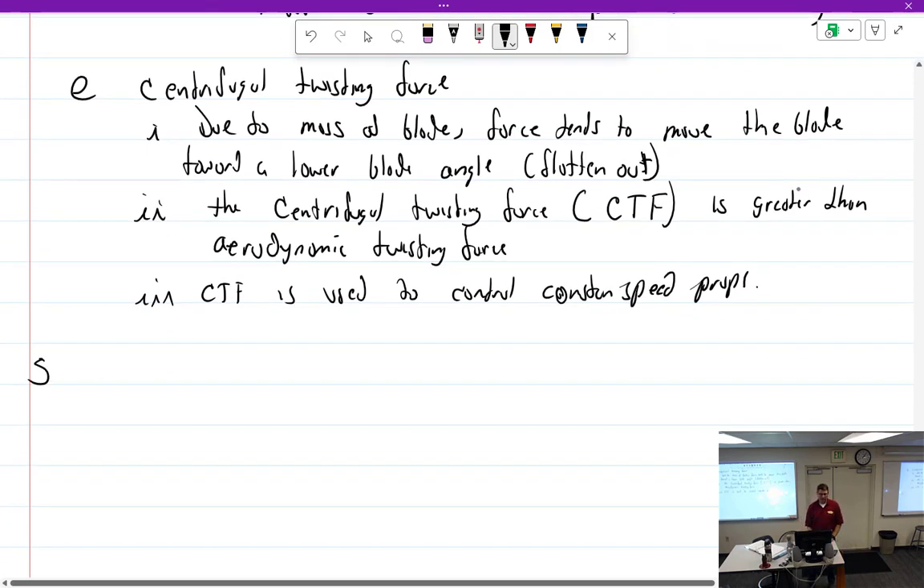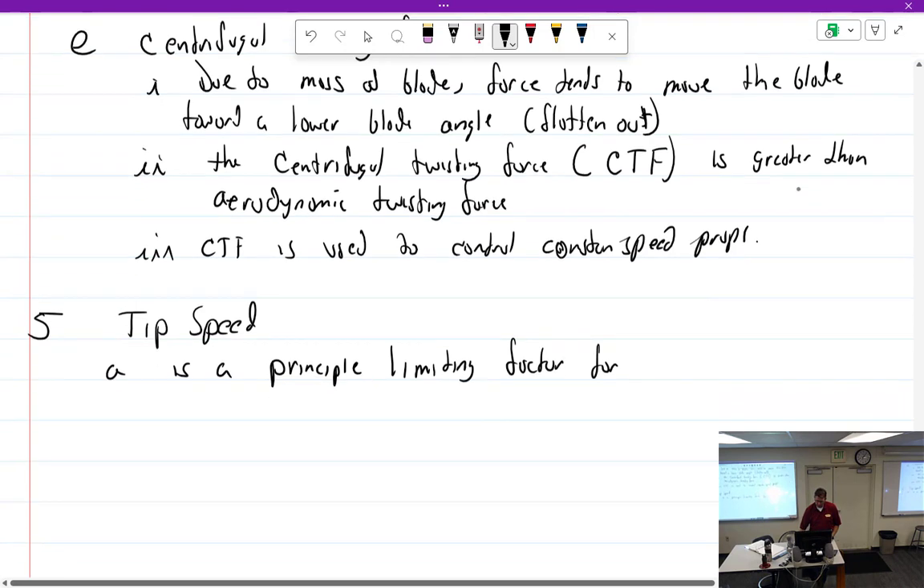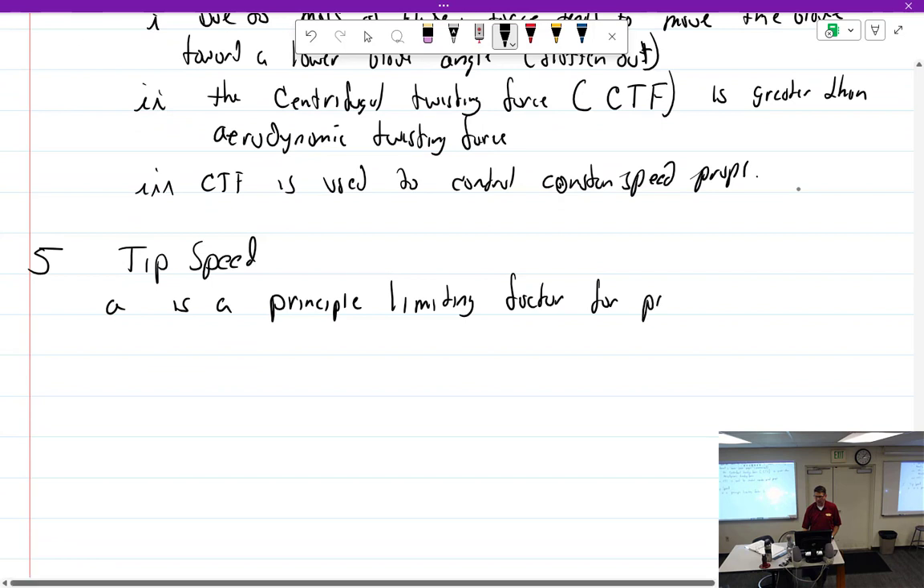Now, if we're going to talk about props and talk about spinning, one thing we're going to talk about is tip speed. So tip speed is a principal limiting factor for propeller efficiency.